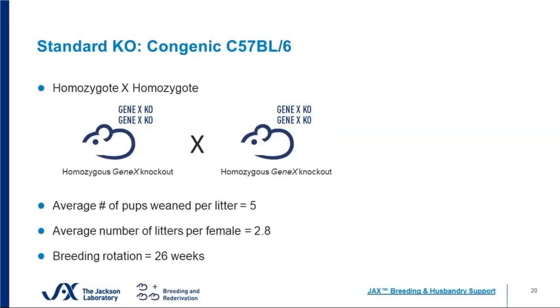And then the breeding performance I'm going to use for every example so that it's always consistent, so that we can see how when we change some of these parameters, that affects the colony size. I'm going to assume that the average number of pups weaned per litter is 5. The average number of litters per female is 2.8. And the breeding rotation is 26 weeks. These really don't correspond to any mouse strain that we have. I just use them to work with the examples today. And ultimately, as you'll see, I went with the low end of the C57 Black 6J wean per female per week range.